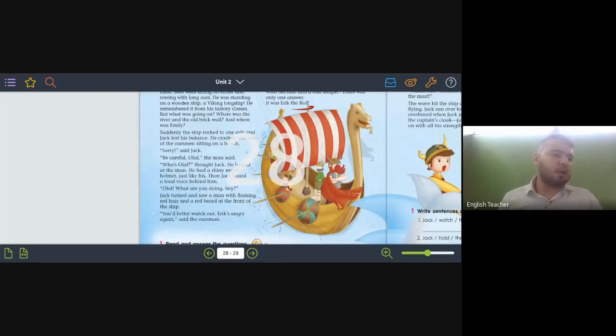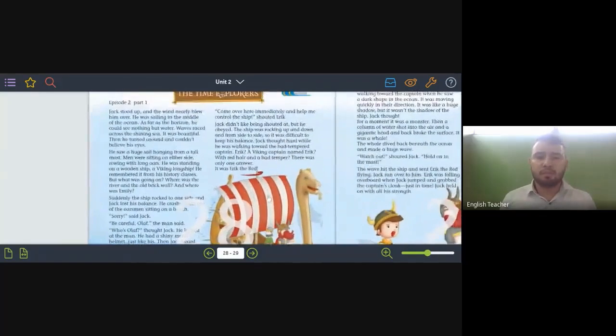Then Jack heard a loud voice behind him. "Olaf, what are you doing, boy?" Jack turned and saw a man with flaming red hair and a red beard at the front of the ship. "You better watch out, Olaf," said the man. "Come over here immediately and help me control the ship," shouted the man. Jack didn't like being shouted at, but he obeyed. The ship was rocking up and down and from side to side, so it was difficult to keep his balance. Jack threw up while he was walking toward the bad-tempered Viking captain named Eric, with red hair and a bad temper. There was only one answer. It was Eric the Red.